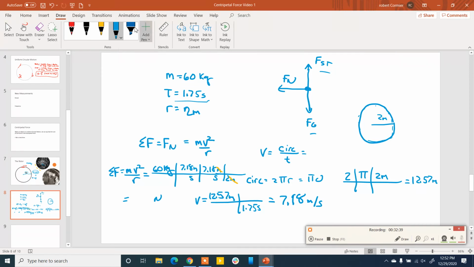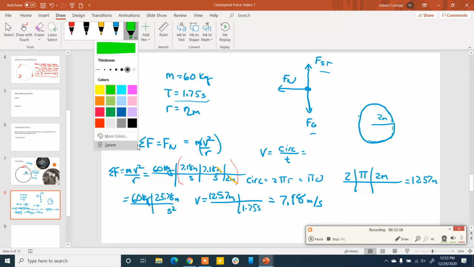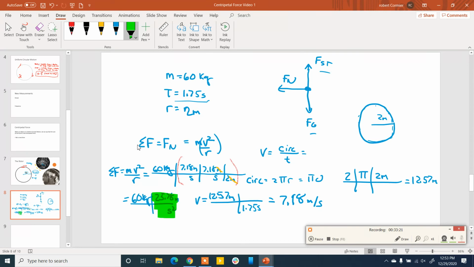And before I do that, actually, let me erase that. Let me break it up a little bit. It's going to be 60 kilograms times all of this. So if I just deal with this first, I can get the acceleration. What's this person's acceleration? Well, it's going to be 7.18 squared divided by 2. They have an acceleration of 25.78 meters per second squared. So right here is our acceleration, right? And that's a pretty extreme acceleration.